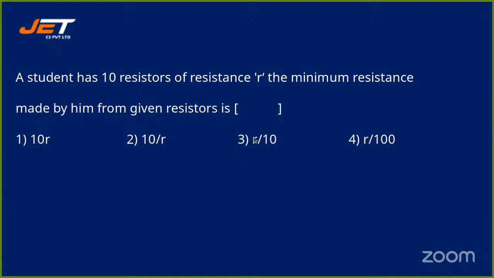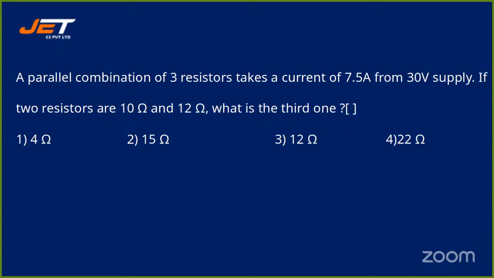How do you do it? It is simple. You have 10 resistances, right? So you can do 1 by R plus 1 by R plus 1 by R and so on up to 10. So you'll get 10 by R, right? So what is R equivalent? R by 10. Simple. So the answer is R by 10. That is the minimum resistance.